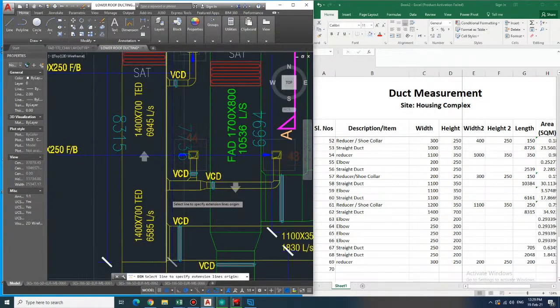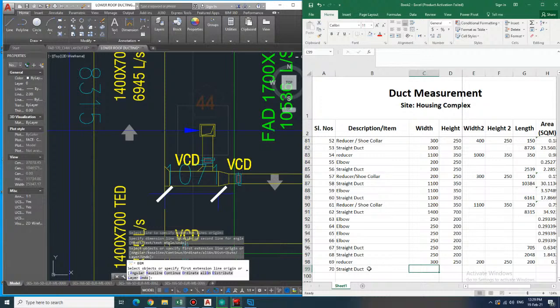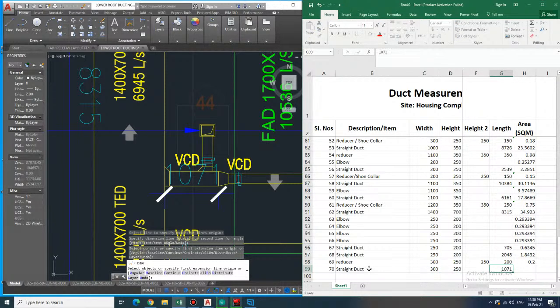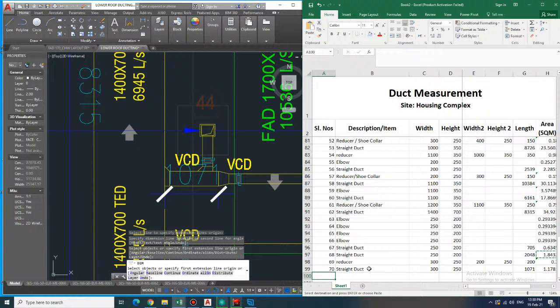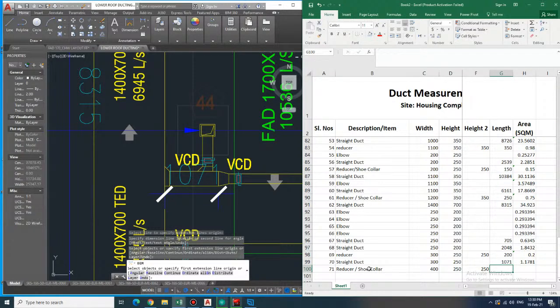We go to 1075 straight duct, 300 by 250, length 1071. So the equation will be applied here. Then there is 71, reducer or whatever, that size will be 400 by 250, length is 300 by 250. We can take 150, same equation.